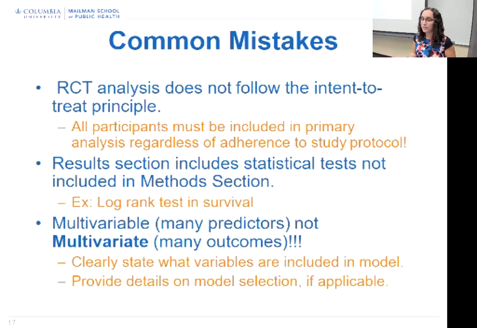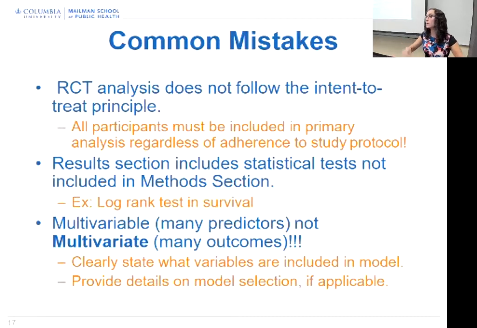Related to model building, you should be explicit on how you carried out your model building. How did you select what variables were going to be in the model? Did you use some sort of selection procedure? Or did you use clinical judgment? All of that is fine, but you need to be explicit about it in the manuscript. And you should also clearly state what variables are in your model. Don't just say we adjusted for common covariates. Give the details.